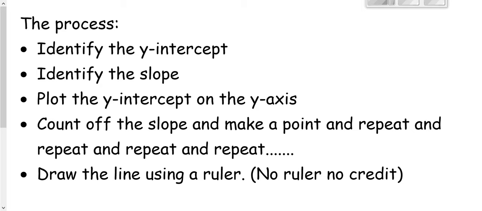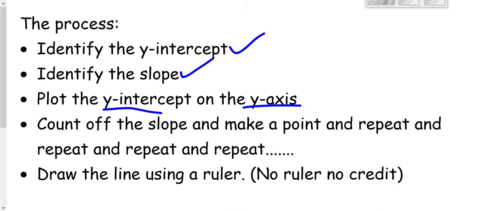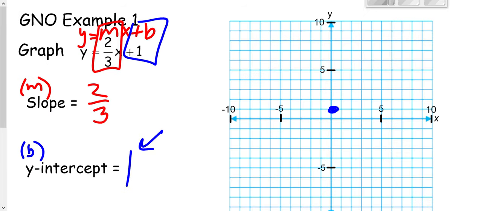Let's take a look at our process again. We have identified the slope and the y-intercept, so next we want to plot the y-intercept on the y-axis. So our y-intercept is 1. If this is a y-intercept, am I going to go up 1 or right 1? I'm going to go up 1. So we're going to make a dot right there where our y-intercept is 1. Let's go check our process again. We've done that. Now we're going to count off the slope and make a point and repeat. So remember that slope is rise over run.